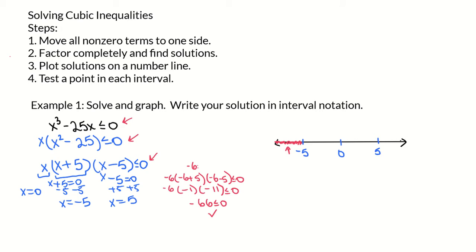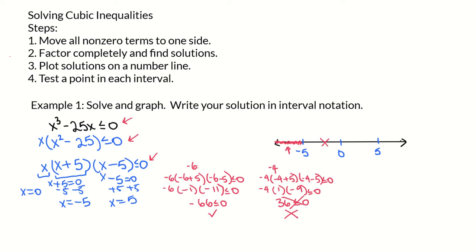Now let's test a point between negative 5 and 0. Let's test the point negative 4. That would be negative 4 times negative 4 plus 5 times negative 4 minus 5. We want to know if that's less than or equal to 0. That would be negative 4 multiplied by positive 1 multiplied by negative 9, which is positive 36, which is not less than or equal to 0. Therefore, this area is not part of our solution set.